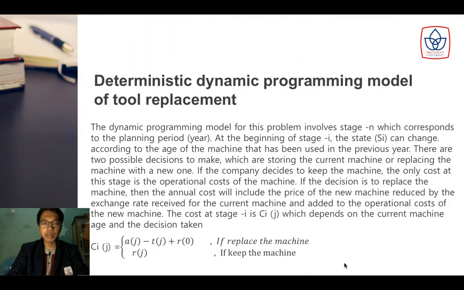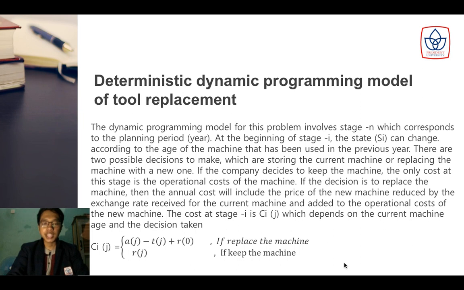The dynamic programming model for this problem involves stage i, which corresponds to the planning period year. At the beginning of stage i, the state si is the age of the machine that has been used in the previous year. There are two possible decisions to make, which are keeping the current machine or replacing the machine with a new one.